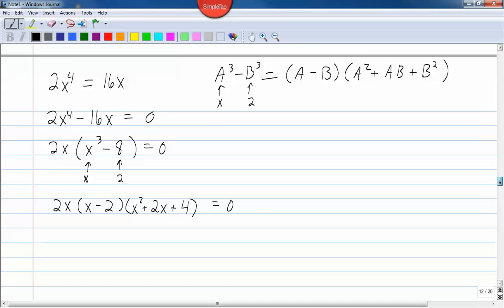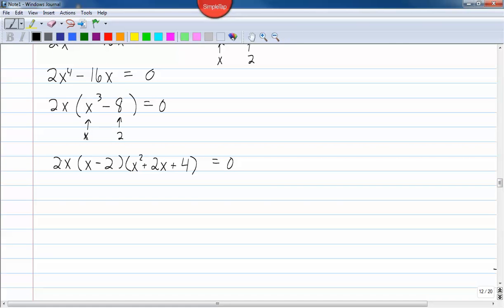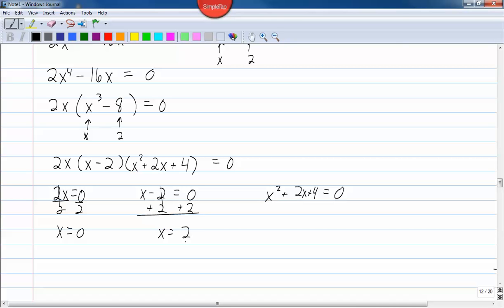Now I need to set all 3 of these equal to 0. So 2x equals 0, x minus 2 equals 0, and x squared plus 2x plus 4 equals 0. Now the first one you can solve pretty easy. Divide both sides by 2, you get x equals 0. The second one you can solve pretty easy. Add 2 to both sides, you get x equals positive 2.